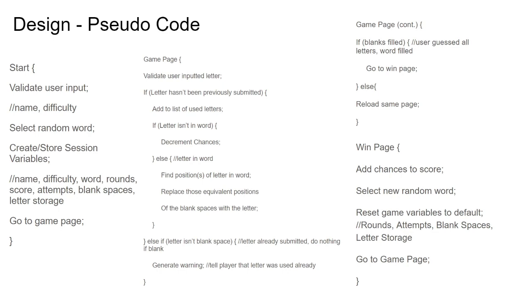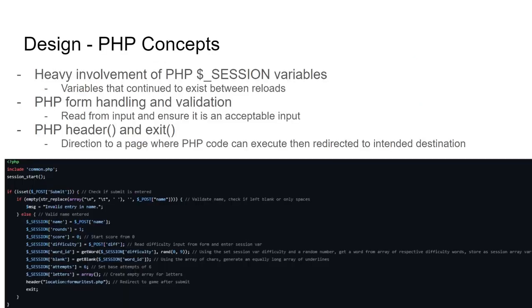Then on the win page, all the remaining chances are added to the score, a new word is selected, and all the other game variables are set back to default to continue the game, and we return to the game page. Here are some PHP concepts that were essential to the game's development.